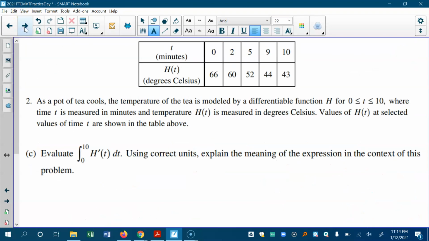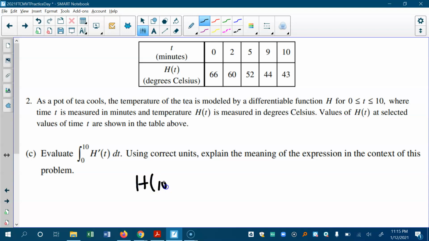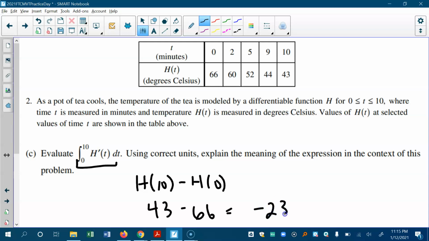Evaluate and express the meaning. So this is a fundamental theorem of calculus question. We have h of 10 minus h of 0. That's, again, the net change of the antiderivative. H of 10 is 43. This is for the evaluation part. H of 0 is 66. And 43 minus 66 is, I think, negative 23, but you could use a calculator to check it. And they want to know what this is.